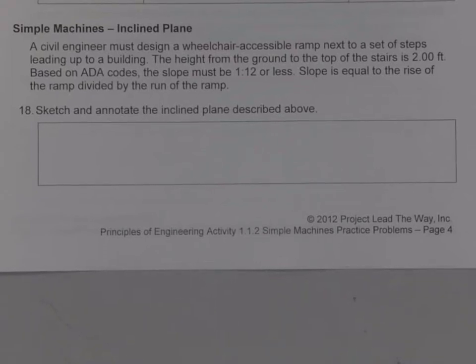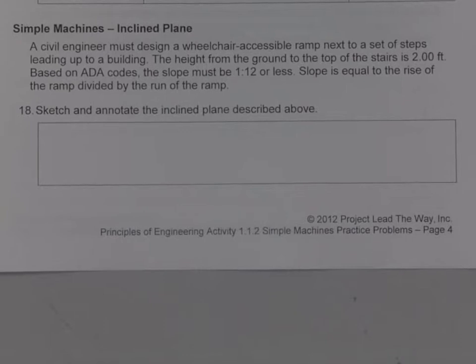We're going to take a look at numbers 18 to 22 on activity 112, Simple Machines Practice, and this is all dealing with the inclined plane. So in this scenario, we have a civil engineer that must design a wheelchair-accessible ramp next to a set of steps leading up to a building. The height from the ground to the top of the stairs is 2 feet.